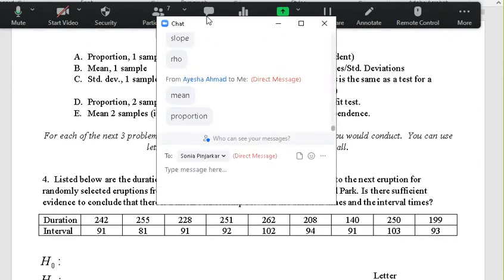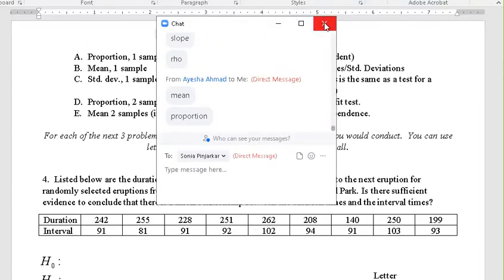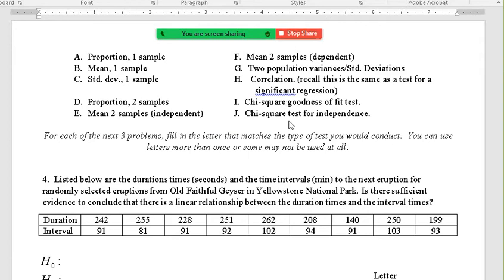Which one of these do you think works? Is this another goodness of fit test, or is this a test for independence? Am I trying to see if one is independent of another, or am I trying to see, does my data, my observed values, match my expected values? Which one do I have here?